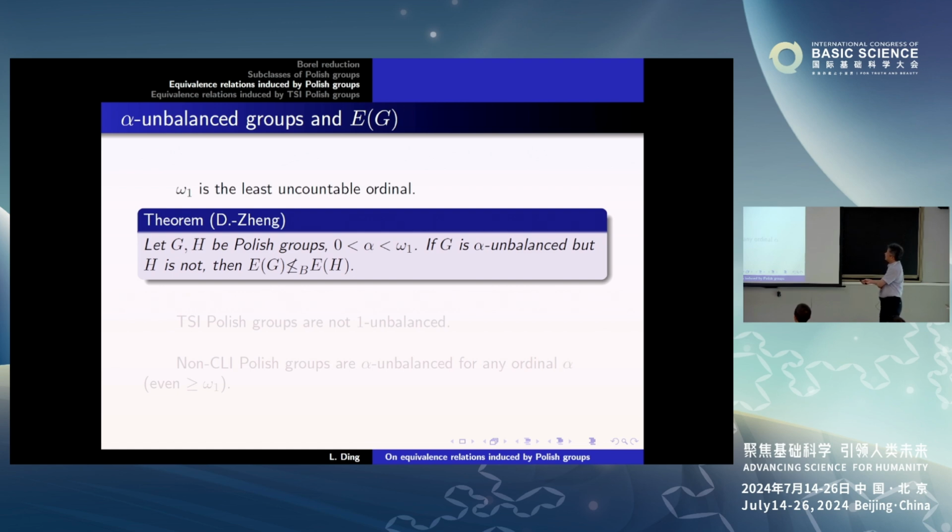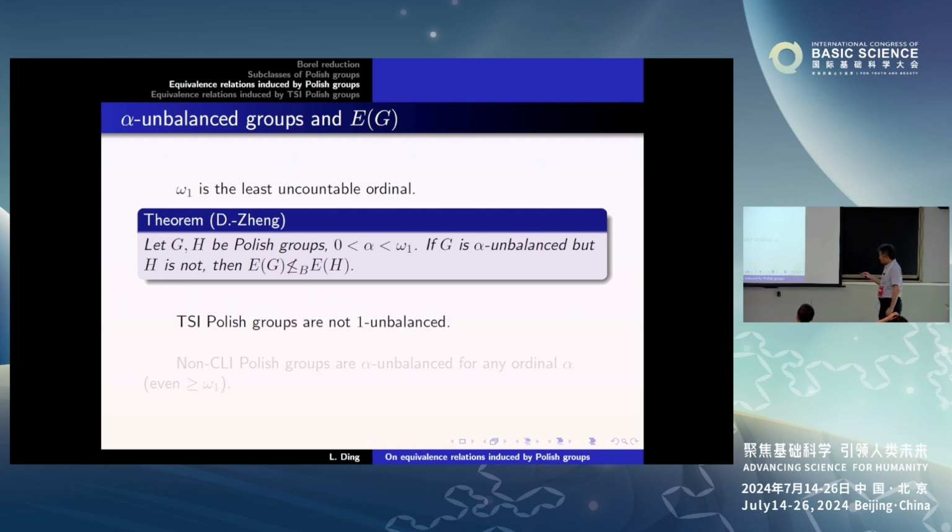Here, omega 1 is the least uncountable ordinal. Let G and H be two Polish groups, and alpha is less than omega 1. Here, this means alpha is a countable ordinal. If G is alpha unbalanced, but H is not, then EG cannot resolve to EH. So we can use alpha unbalance to characterize the Polish group level by level, but do such groups exist? So we need some examples.